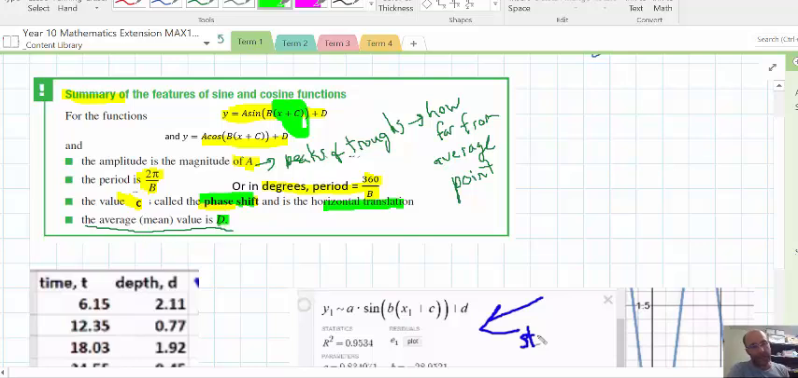And the average is D. D is the vertical translation compared to the base function, but it's also the average value of the function. It's the average value of y. So it's the average vertical value.